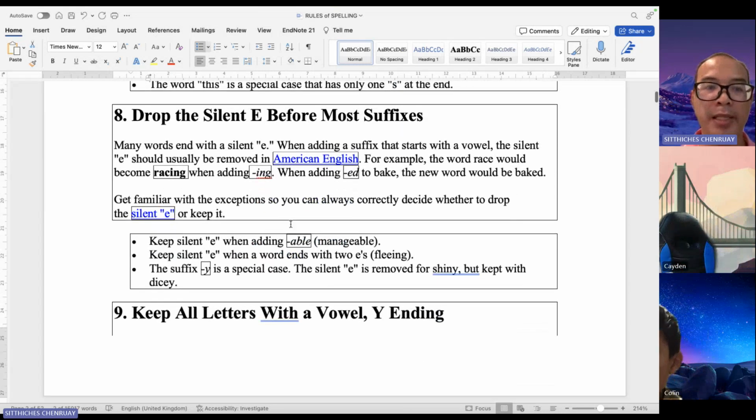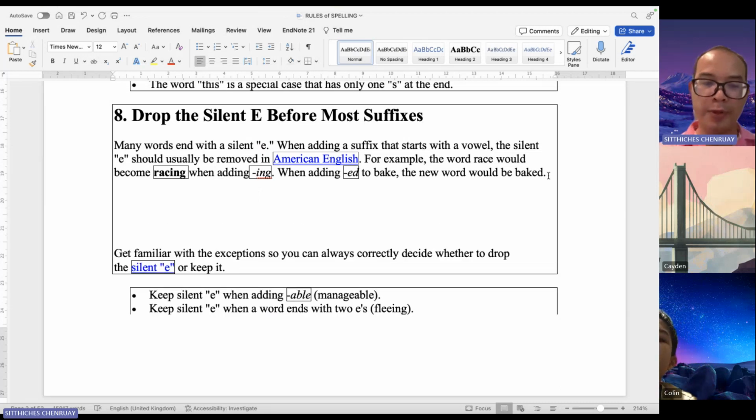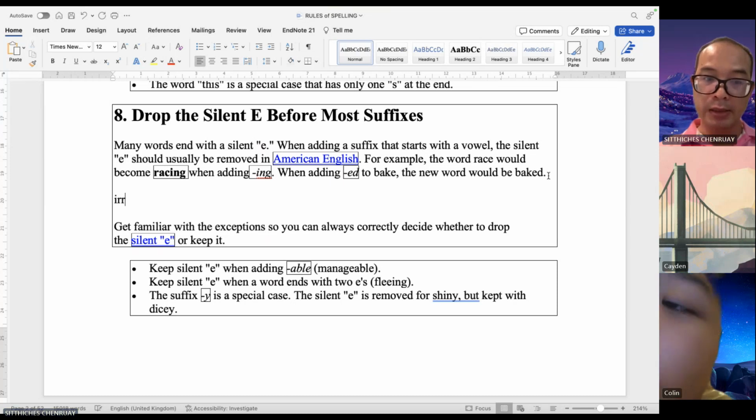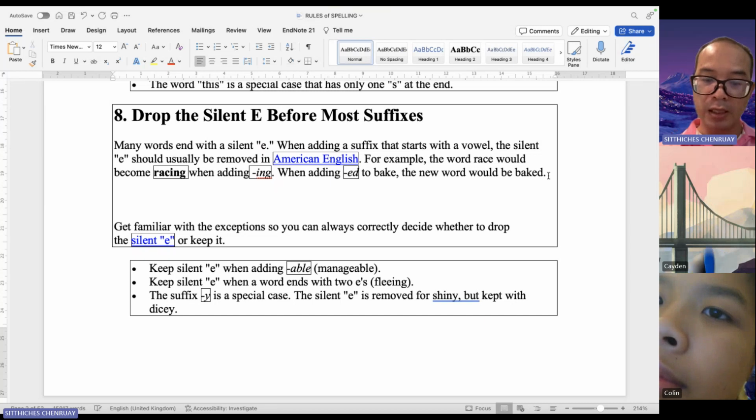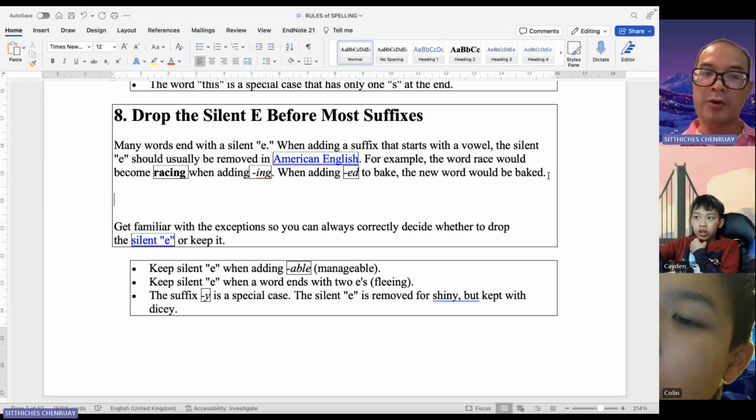Okay, this one. And then drop the silent E before most suffixes. Drop the silent E. Recently, I taught you the word irreversible, right? Can you spell it? Irreversible. R-E. Reverse. R-E. Reversing. Reverse. Sorry, irreversible.